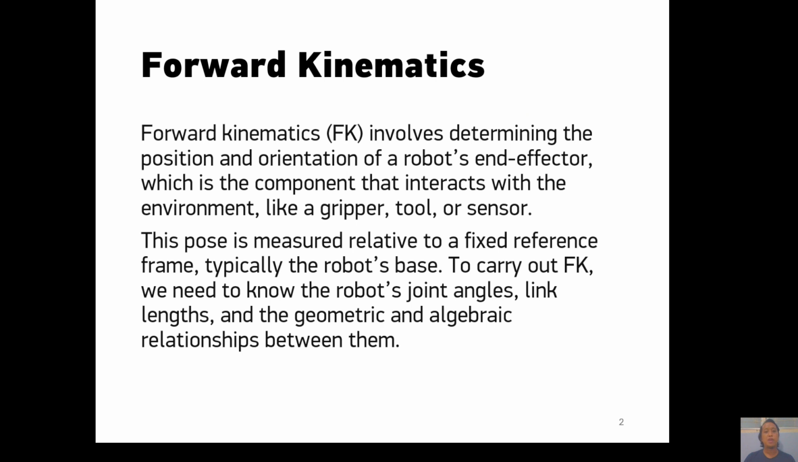As we know, forward kinematics involves determining the position and orientation of the robot's end effector, which is the component that interacts with the environment, like a gripper or a tool like a screwdriver, and any other sensor. This pose is measured relative to a fixed reference frame, typically the robot base. To carry out FK, or forward kinematics, we need to know the robot joint angles, link lengths, and the trigonometric and algebraic relationship between them.